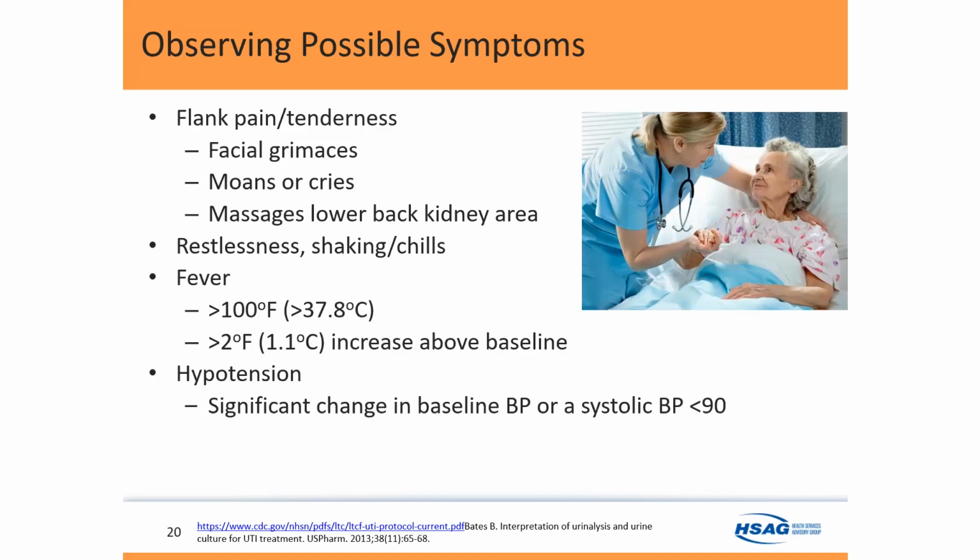And then when checking vitals, also pay close attention to the blood pressure. If they become hypotensive with a systolic BP less than 90, or there is a significant change in their baseline, this may also be indicative of a UTI. Keep in mind, if the blood pressure becomes dangerously low, they may be moving towards a septic condition. Next slide.